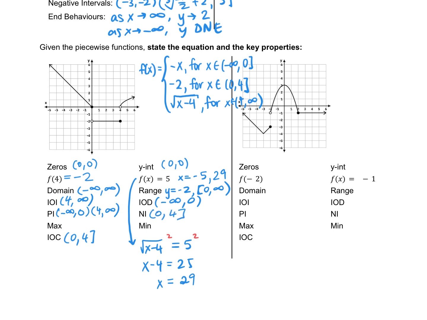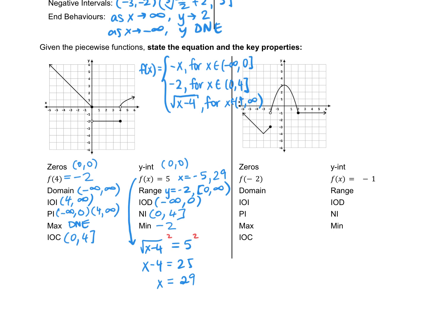At 0, I put a round bracket because that point is not actually -2, it doesn't exist. And at 4, I put a square bracket because at 4, the y value is actually a negative value. The maximum of this function does not exist because these parts go up forever. There is no maximum, but the minimum would be this -2 where that horizontal line is.